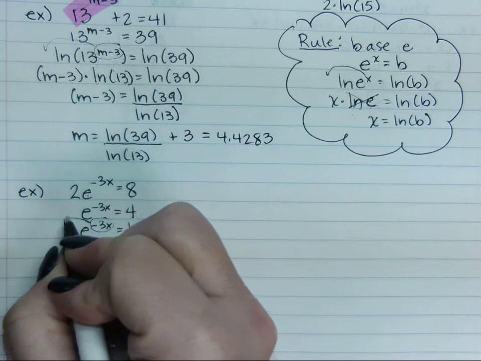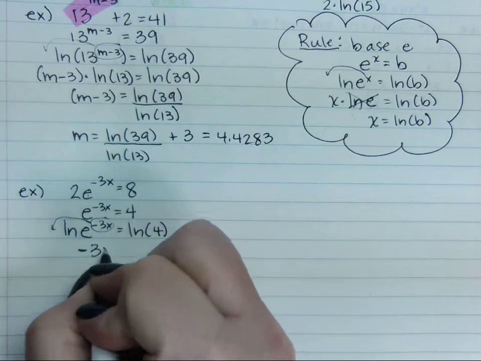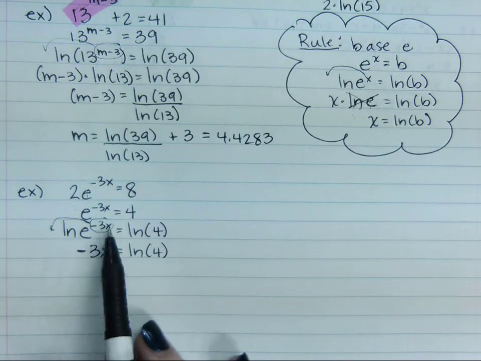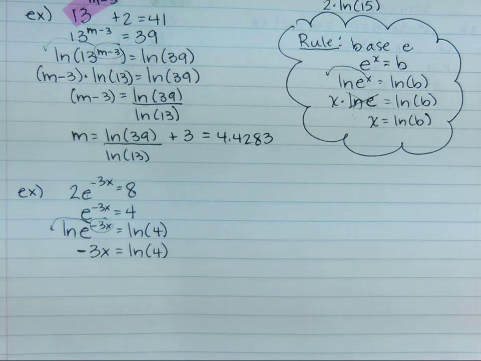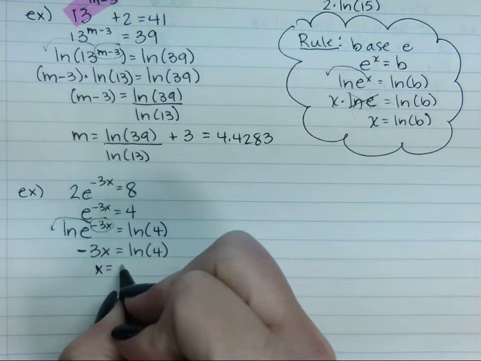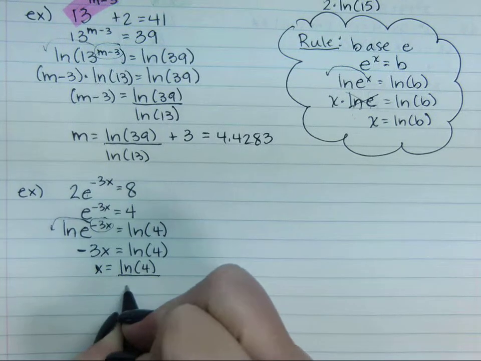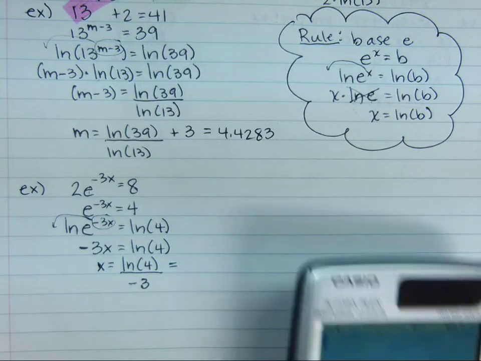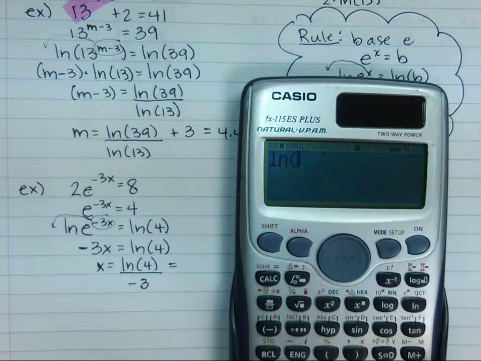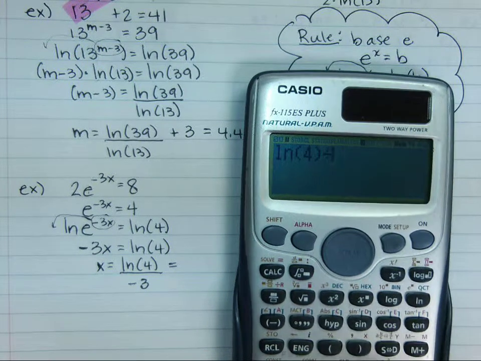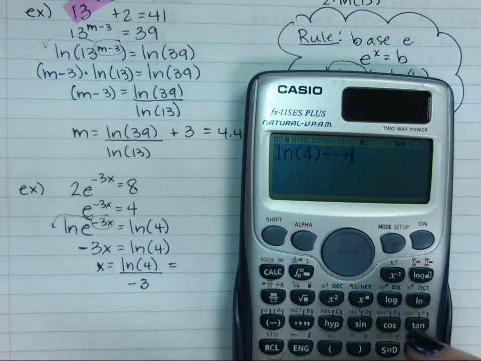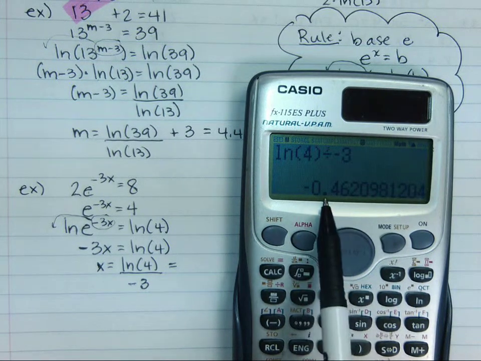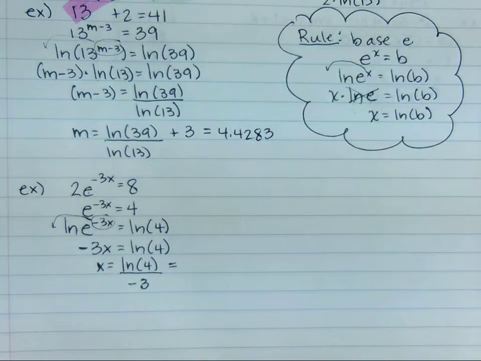So when all of this gets brought out front, I end up with the negative of 3x equals the ln of 4. When I bring it out front, these are also simplifying at the same time. So to find x in my calculator, I need the ln of 4 divided by negative 3. And again, that is an exact value, but I need to approximate today to 4 decimals. So the ln of 4 divided by negative 3, and so that's going to be a negative. And 0.4621 is how this is going to round.